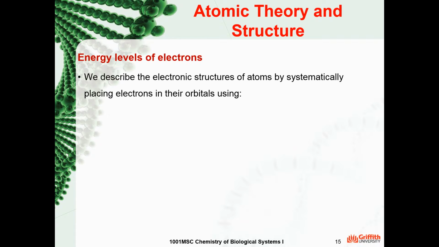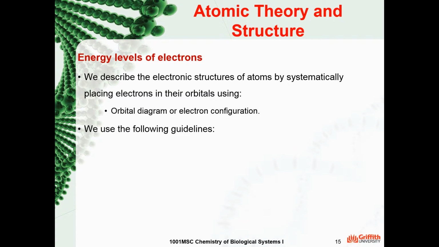To represent the electrons from the lowest energy level to the highest energy level, we use an orbital diagram or an electron configuration. There are guidelines to drawing the orbital diagrams and electron configurations. The first rule states that a maximum of 2 electrons can occupy one orbital. We represent the electrons by drawing opposite arrows.